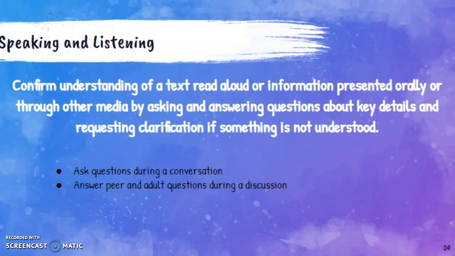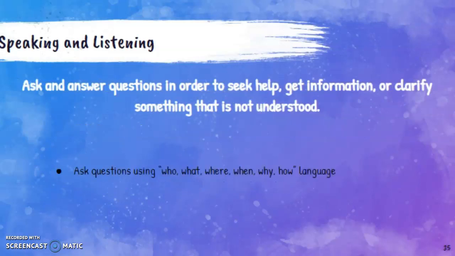Confirm understanding of a text read aloud or information presented orally or through other media by asking and answering questions about key details and requesting clarification if something is not understood. We're going to learn to have a conversation by asking and answering questions, both with peers and adults. Ask and answer questions in order to seek help, get information, or clarify something that is not understood. We're going to use the who, what, where, when, why, how language to learn more about ourselves and each other.